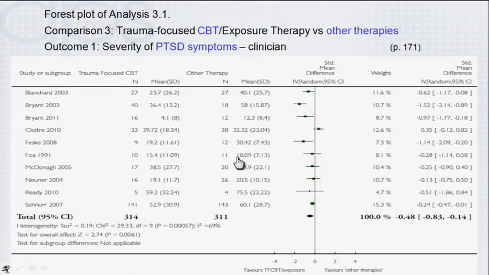Here's another forest plot, and this is for the trauma-focused CBT versus other therapies, for example, not trauma-focused. And the outcome measure is severity of PTSD symptoms as rated by a clinician. So once again, we've got a lot of bouncing around. And once again, we get this lovely diamond down here, Cohen's d of about 0.5. So this is encouraging.